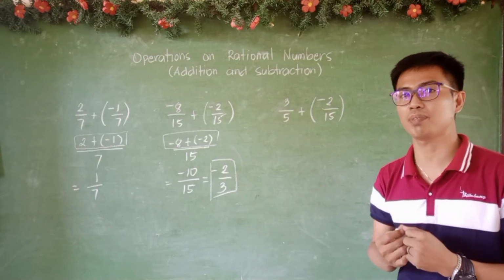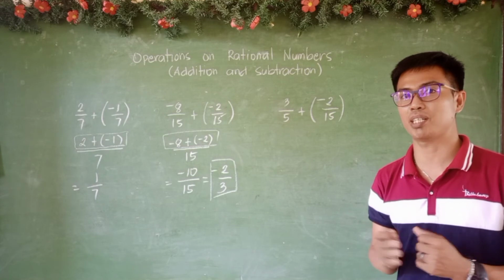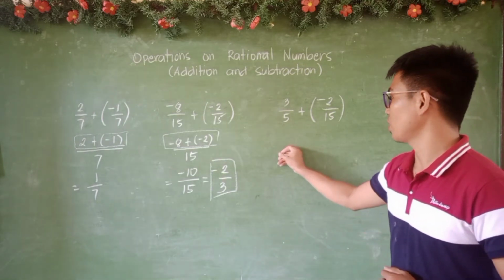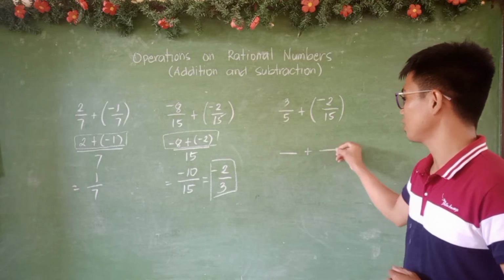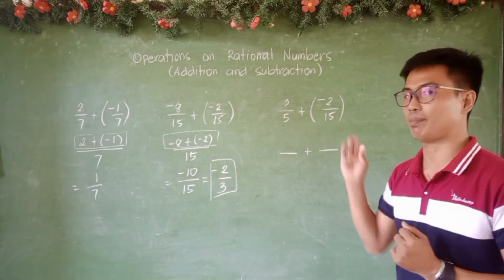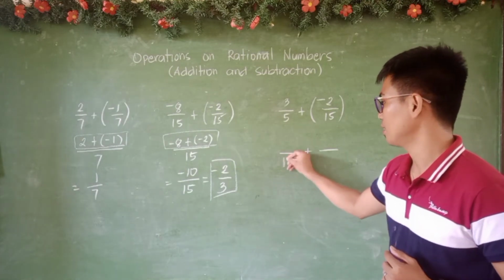Since they are dissimilar fractions, so what are we going to do? So we need to make them as similar fractions. So kagaya ng ginawa natin kanina. So anong gagawin natin? So we're going to make them similar fractions by determining the LCD. So in this given, 5 and 15, the LCD of course is 15.